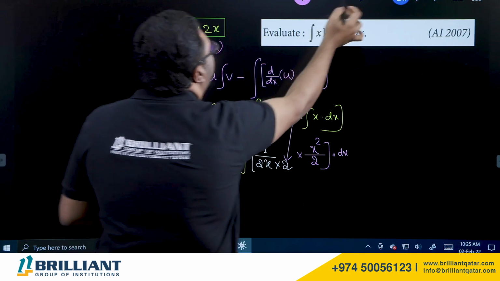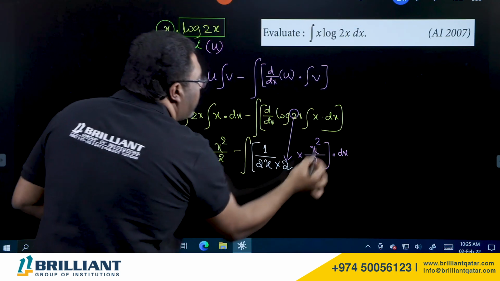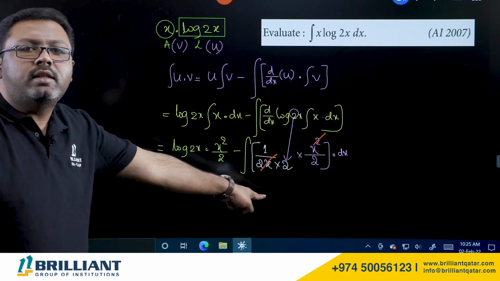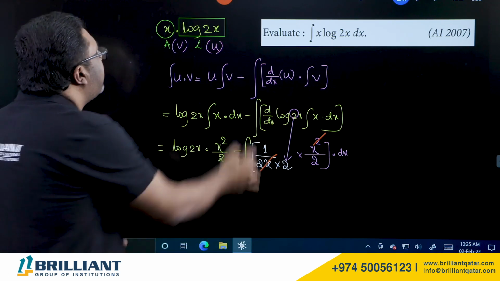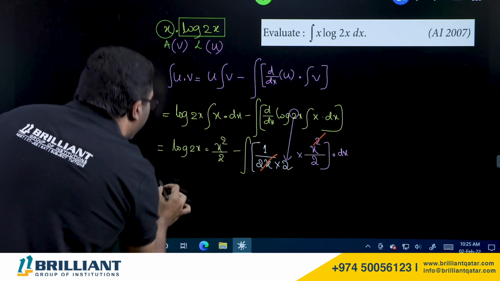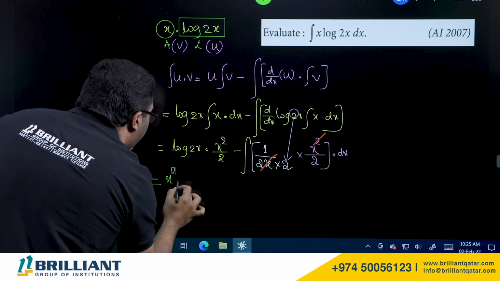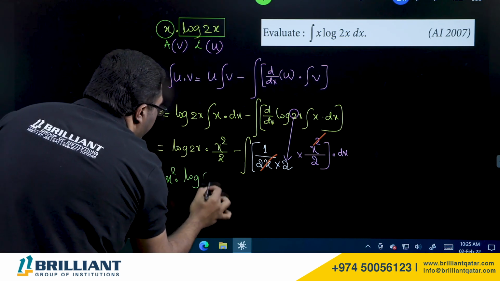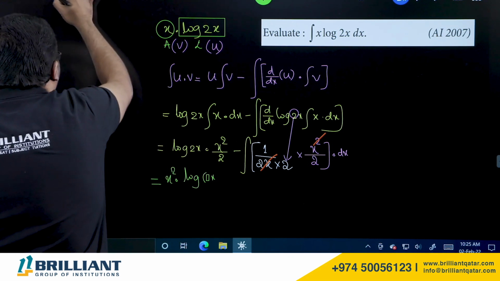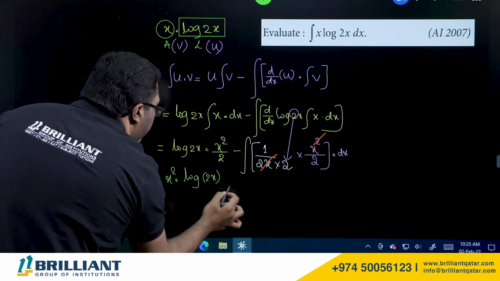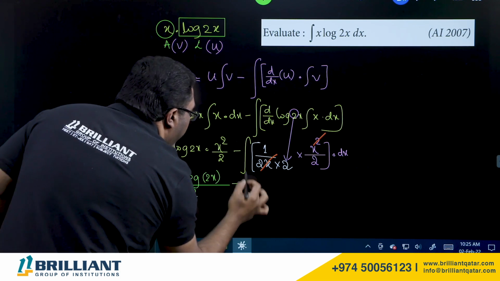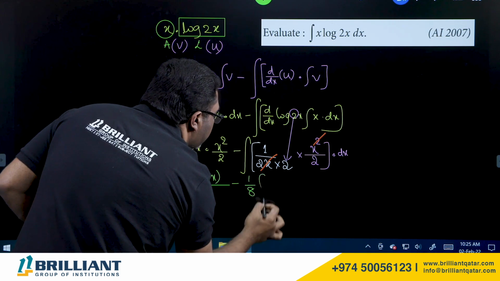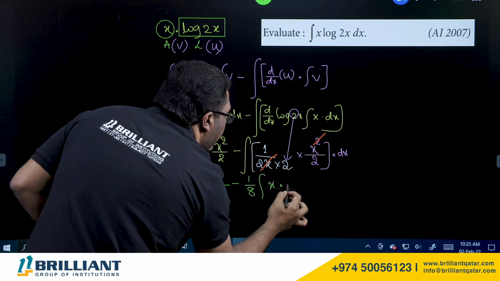Okay, so now we can go for simplifying. When you simplify, this x squared will cancel with the x over here. Then you can see that it's a very easy integration. Now the second part, this is equal to x squared log of 2x divided by 2 minus 2, it's 1 over 8, the integral of x dx.